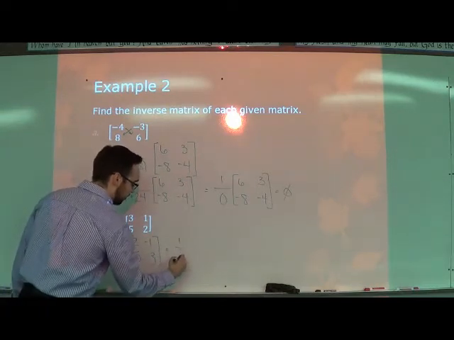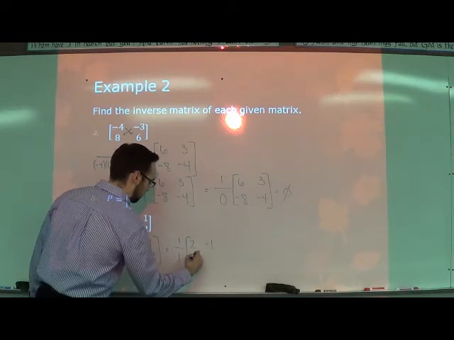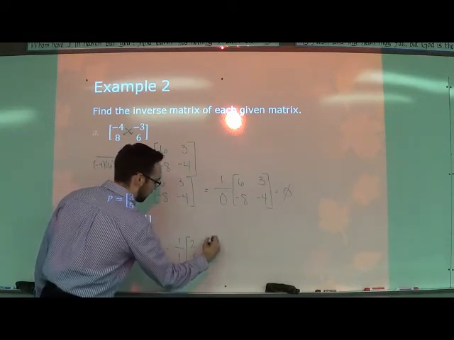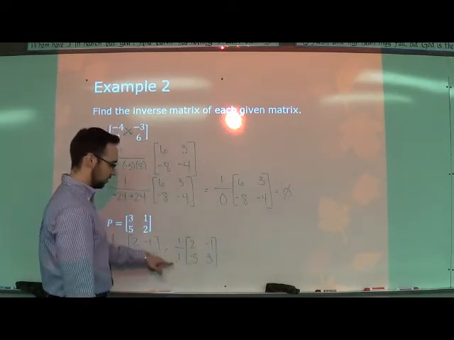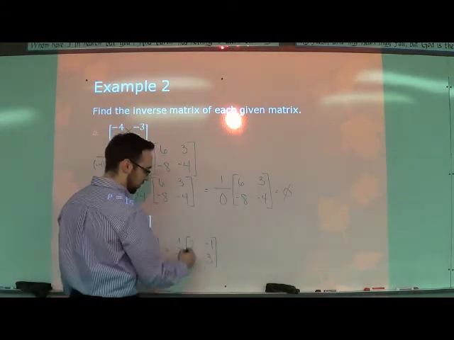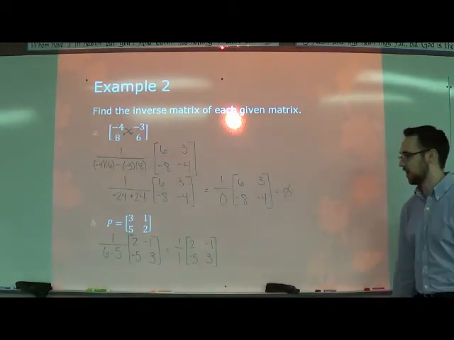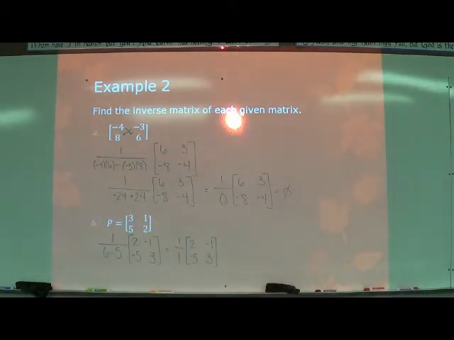So we ended up with 1 over 1, which is just 1, times the matrix 2, negative 1, negative 5, and 3. Now we don't really need to multiply through by that. Since it's 1, everything is going to stay the same. So this ends up being our inverse matrix, with that switch around that we had there. That's how you find an inverse matrix.